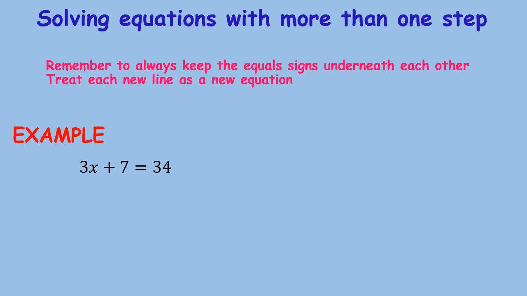So now that we have looked at one-step equations, we'll move onto equations with multiple steps. And remember, always keep the equal signs underneath each other and treat each line as a new equation. So the first example is 3x plus 7 equals 34. We want the x by itself, so we will subtract 7 from both sides, which will give us 3x equals 27. We will then divide both sides by 3, which will give us x equals 9.